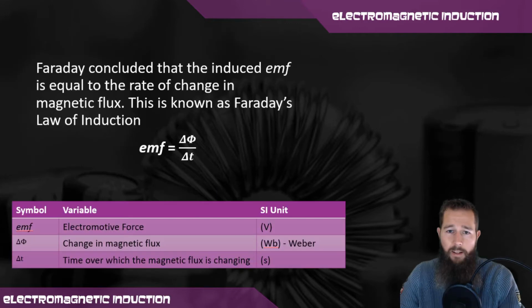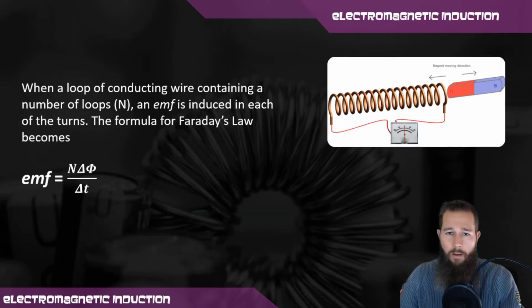The electromotive force is equal to the rate of change of the magnetic flux, and this is known as Faraday's law of induction. So the change in magnetic flux divided by change in time is the electromotive force. When we have a situation where there's multiple loops, such as in a solenoid, the electromotive force is induced in each of the coils. So the formula for Faraday's law for a solenoid becomes this, where N is the number of coils.